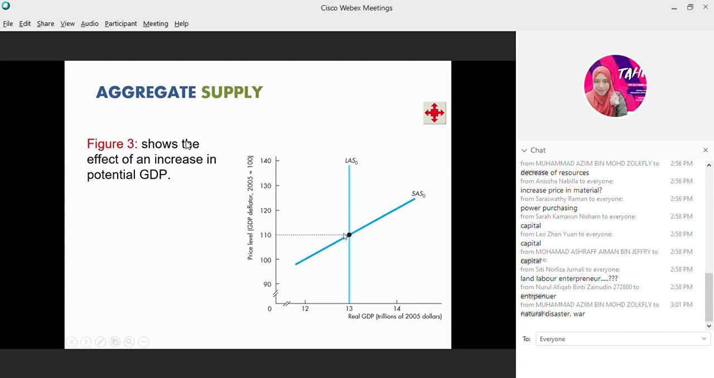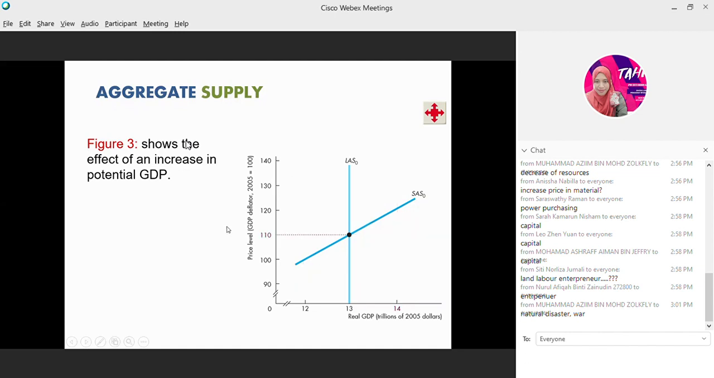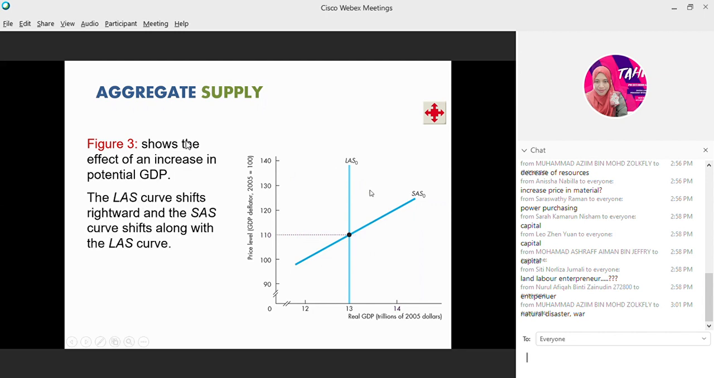So let's say this is without AD. Now we have factors that will shift LRAS to the right like this, to LRAS1. So SAS also will shift to the right. This is your right. Up here is your left. Therefore this is not yet equilibrium. This is the point we use to show that we are moving forward to achieve long run equilibrium.